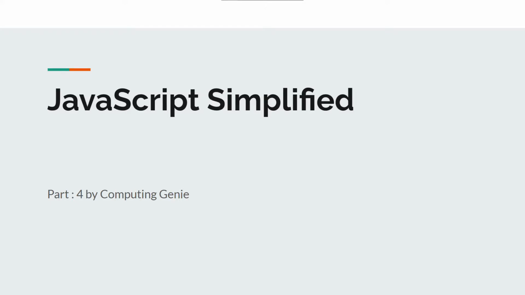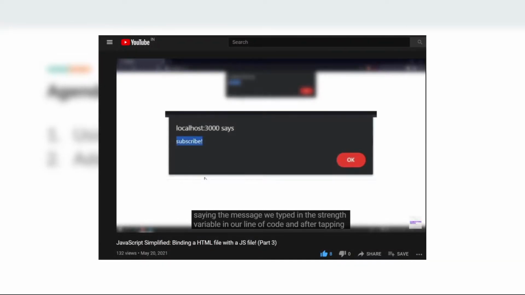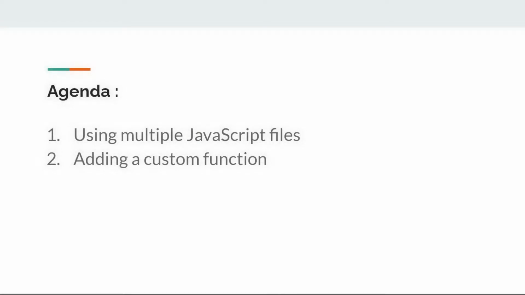In this video, we'll be working with multiple JavaScript files. In the last video, we learned about how to add JavaScript code to our file and how to bind a HTML file to a JS file. We also added our first function to our site, the alert function. If you haven't watched that yet, I'd suggest you go back and have a look into it and get back to this video.